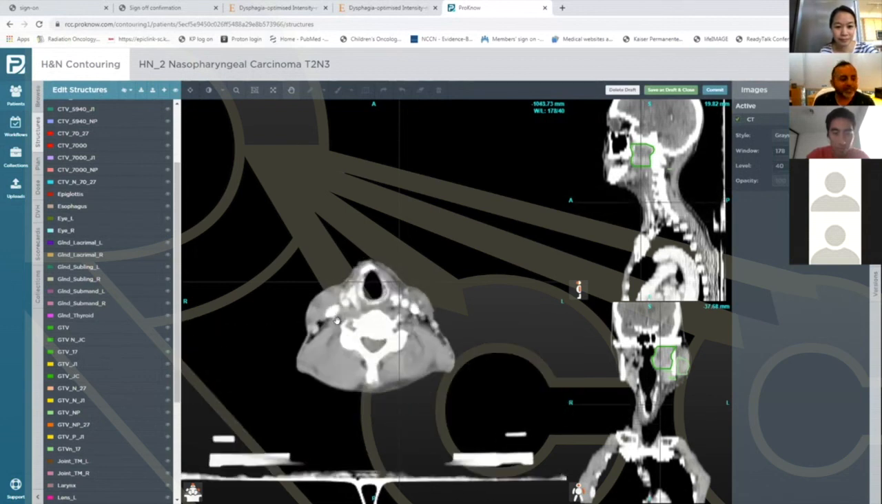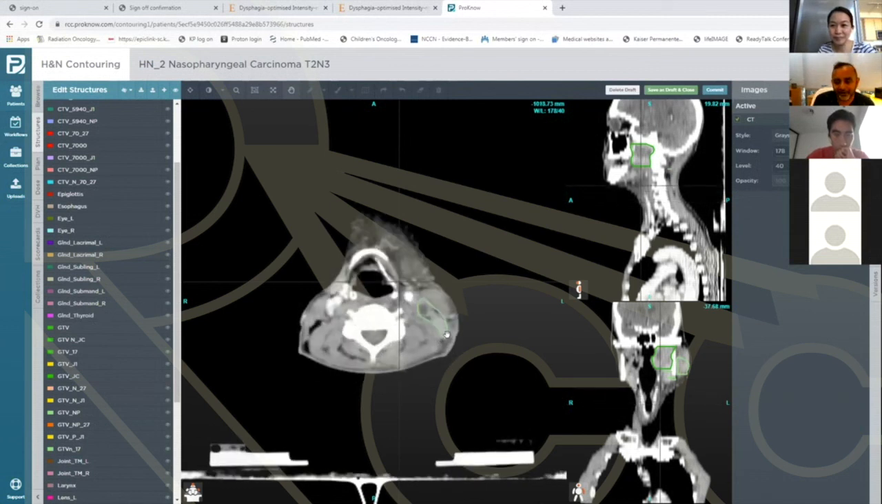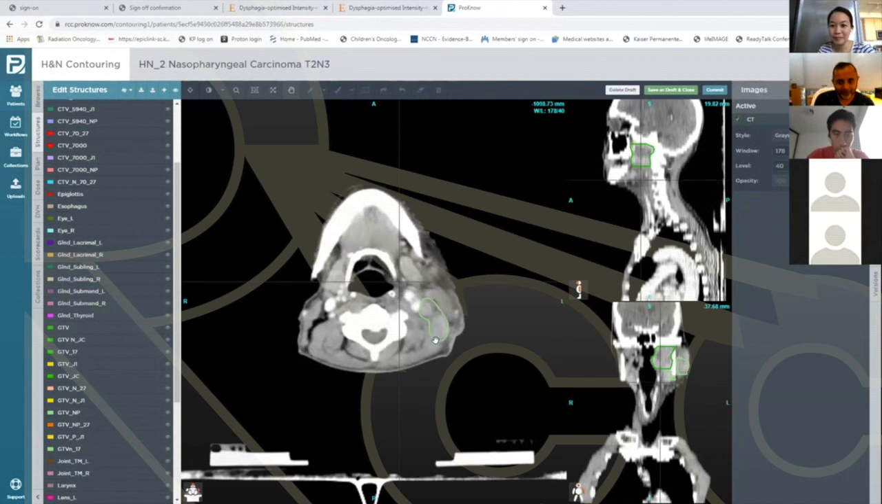This is like my nightmare, to contour nodal basins when there's absolutely no fat, and I have to treat this level 5 space right here for a nasopharynx patient. It makes it really, really challenging, but you have to treat it there, because if you don't treat it there, cancer, as you can see here, grows very nicely.